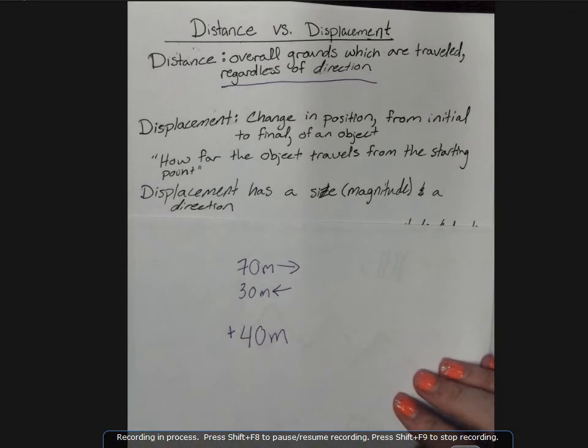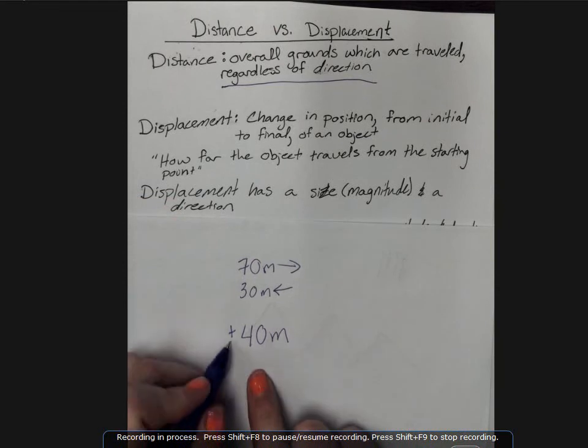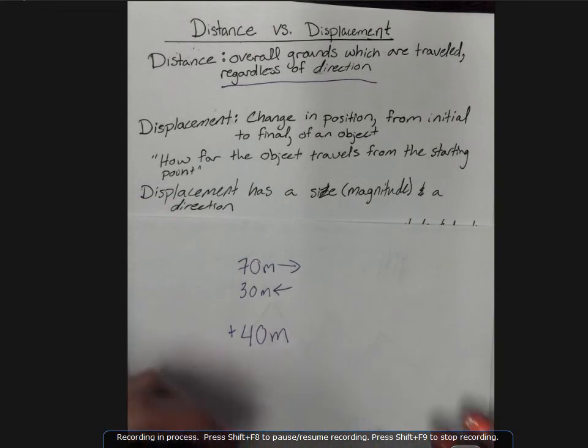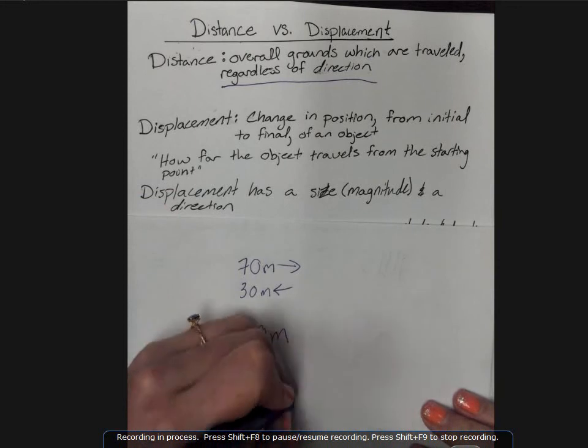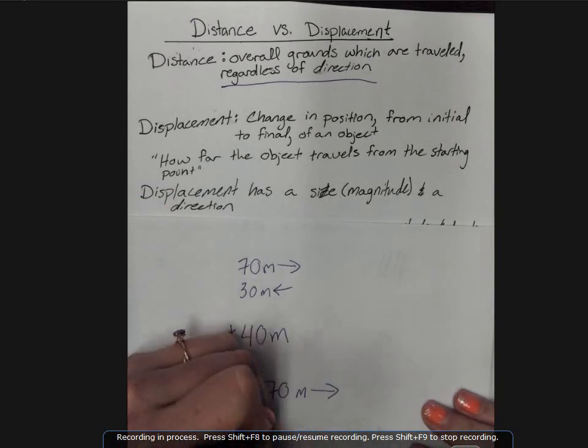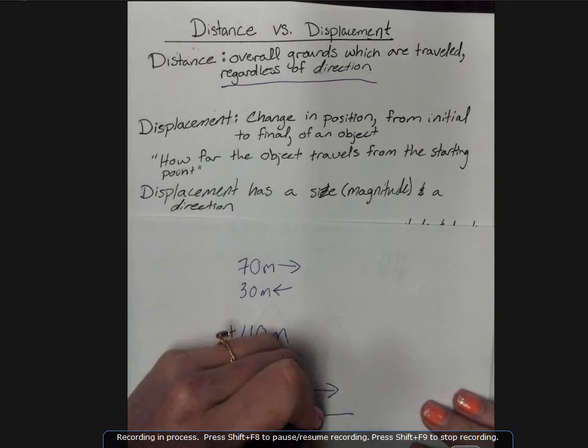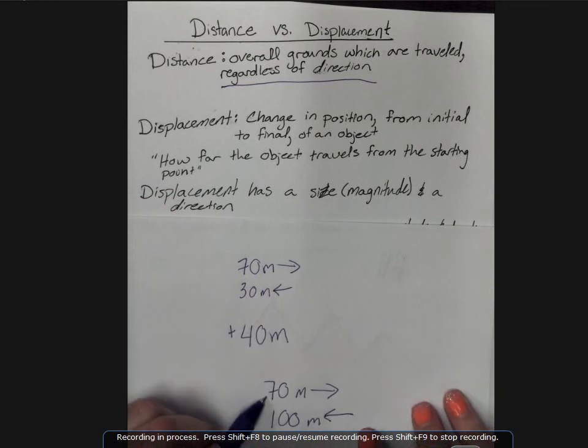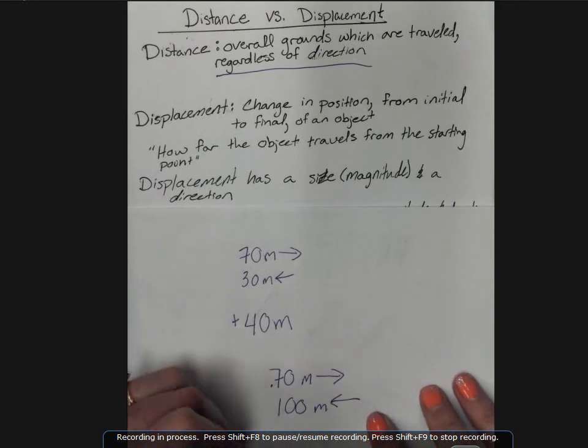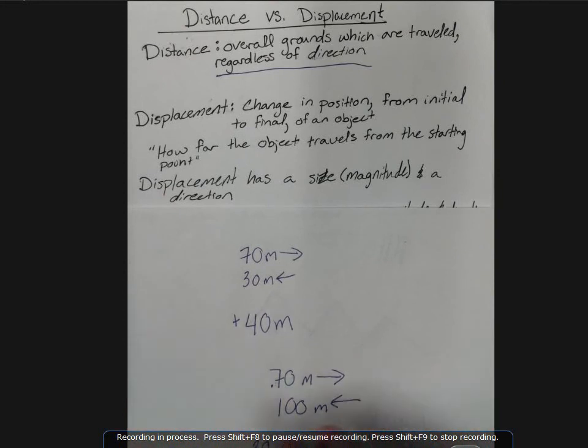We could also consider a situation where the direction was negative instead of positive. Say, for example, you traveled 70 meters this way and 100 meters this way. Right? If we imagine we started at the origin, right, then in this situation we'd end up actually being negative 30 meters. Right? So let's take a look at that.